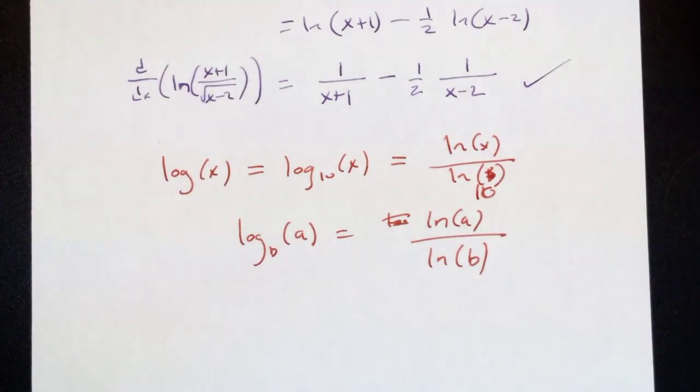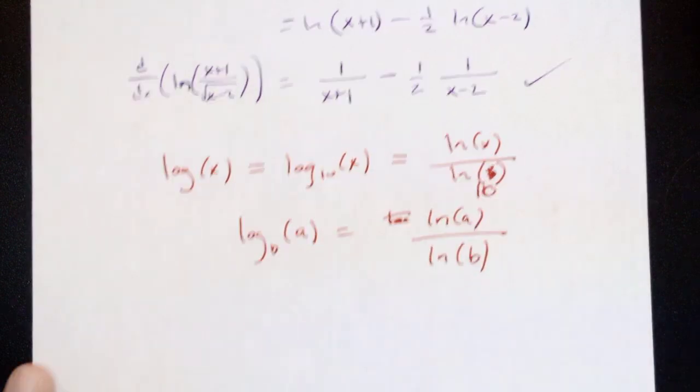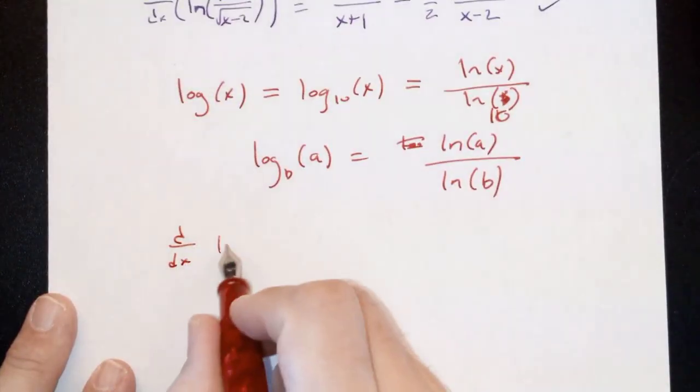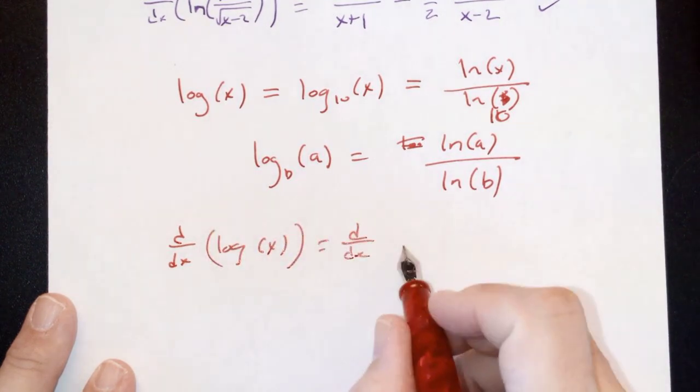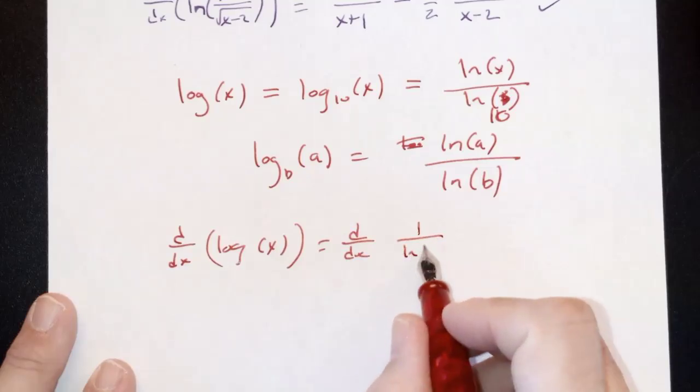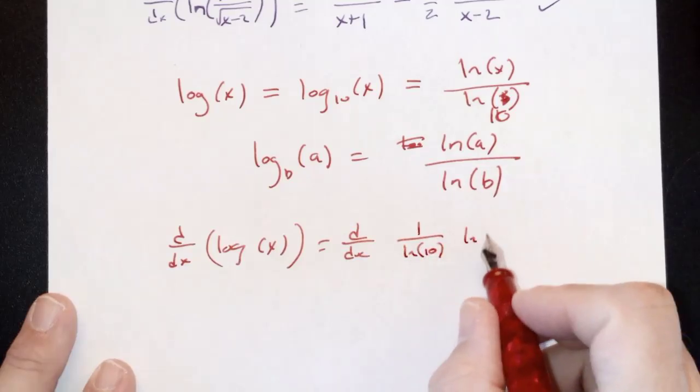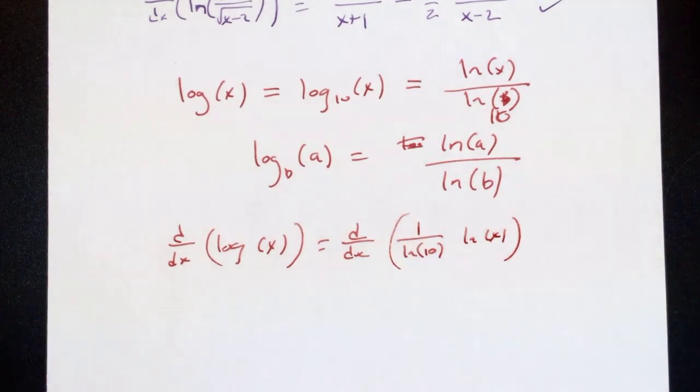ln of 10 is a number. Grab your calculator. What's ln of 10? Didn't we do this just the other day, doing 10 to the x? Pretty sure we had this number before. It's 2 and change. But that means this is 1 over a number. So the derivative of log x is the same as the derivative of 1 over a number times ln of x. This is a constant.